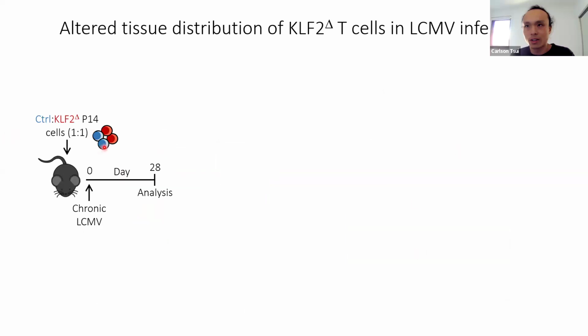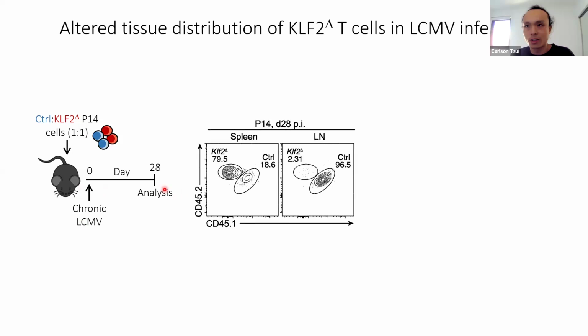So we generated KLF2 deficient P14 cells using CRISPR-Cas9, and then we co-transferred equal numbers of knockout and control cells into mice. Then we infected these mice with chronic LCMV and analyzed the immune response at the chronic time point of the infection. One of the things that we saw immediately was that the distribution of wild type control and knockout cells was very different in these mice.